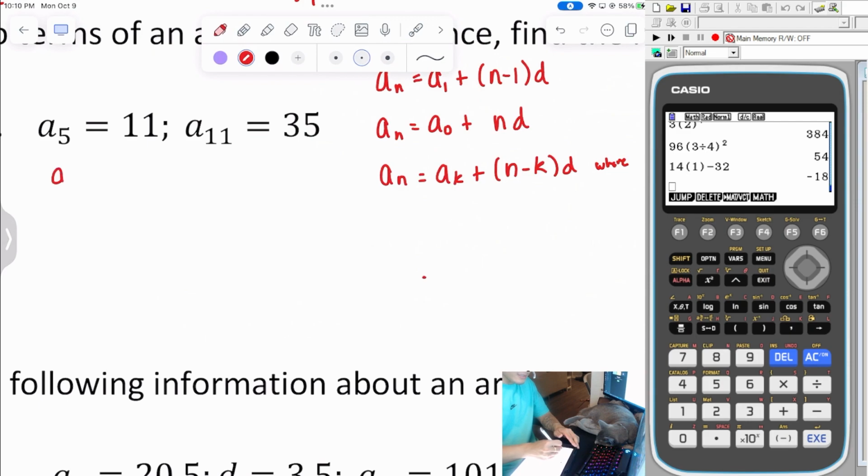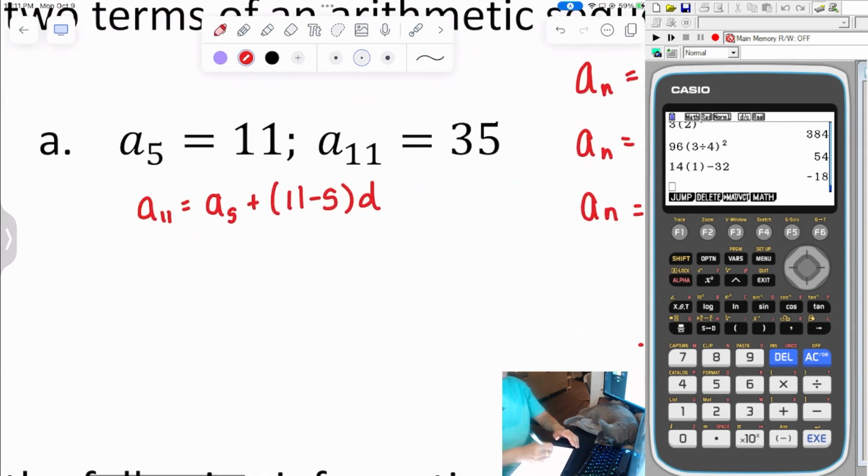So I'll say a sub 11 is equal to a sub 5 plus n minus k, where n is 11 and k is 5, all times d, right? I know every single piece of information here except for d, which then implies that I can solve for d now. So let's go ahead and simplify and solve for d. I know what a sub 11 is. I'll plug that in to be 35. I also know what a sub 5 is. We plug in 11.